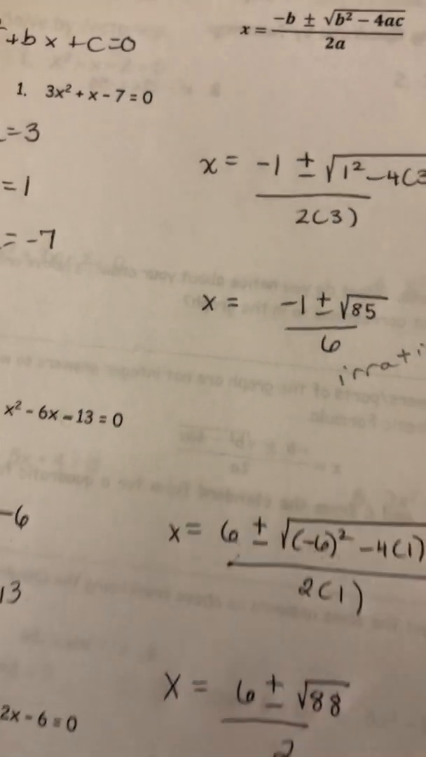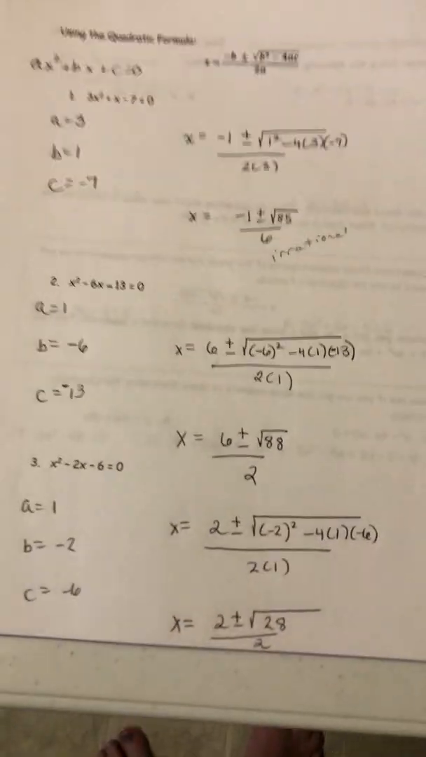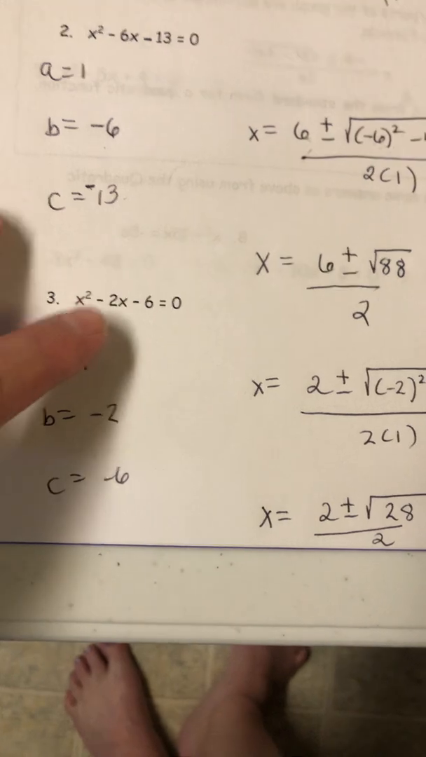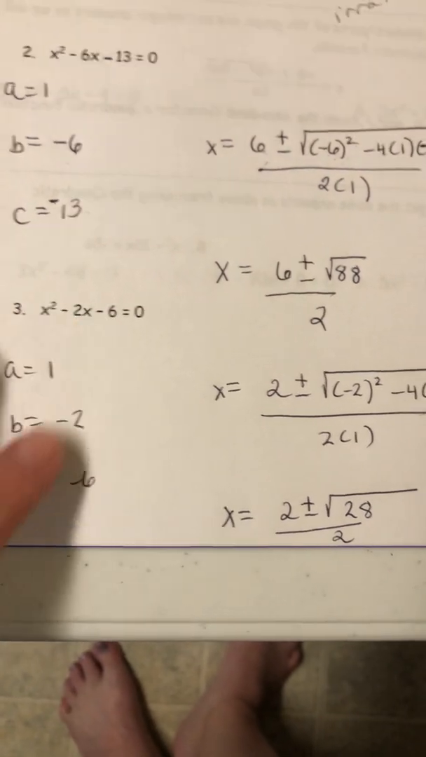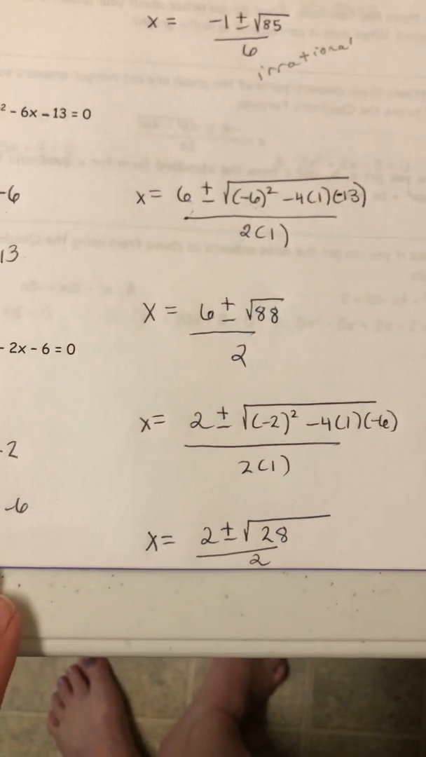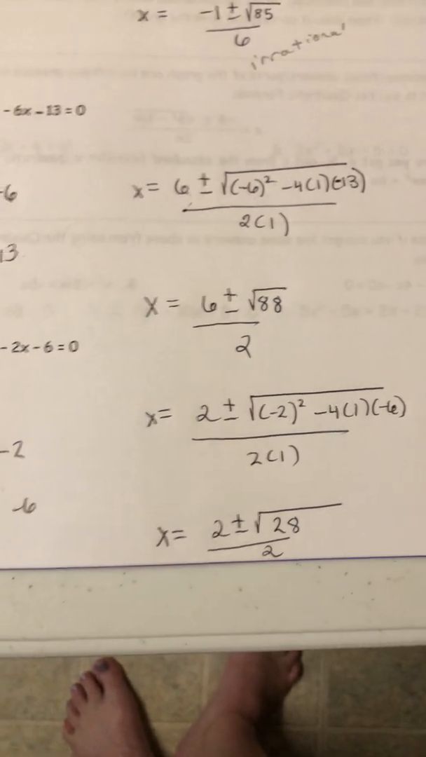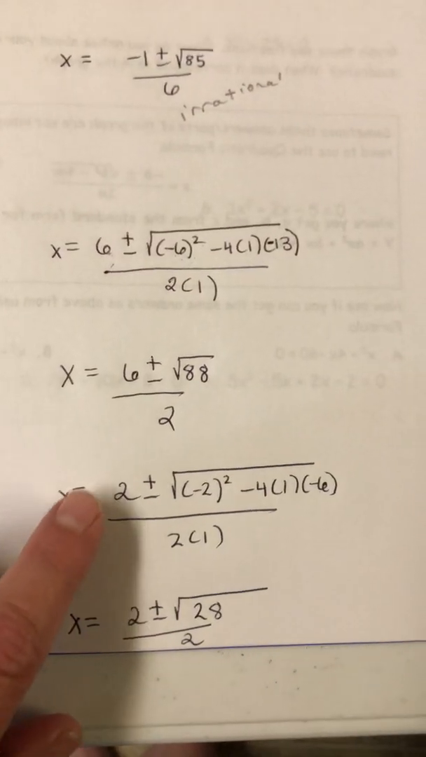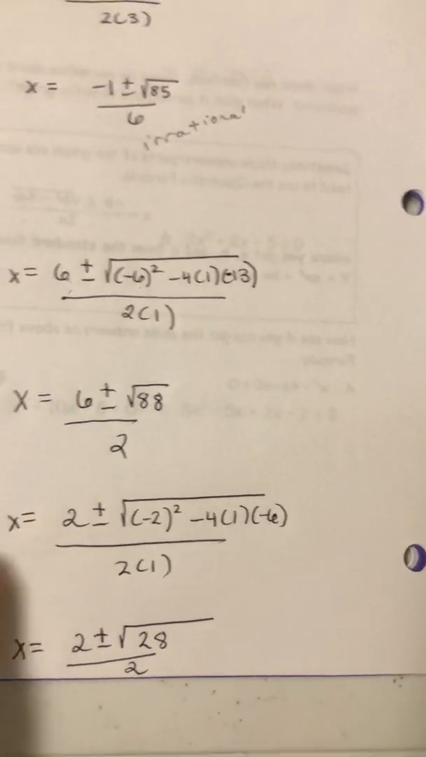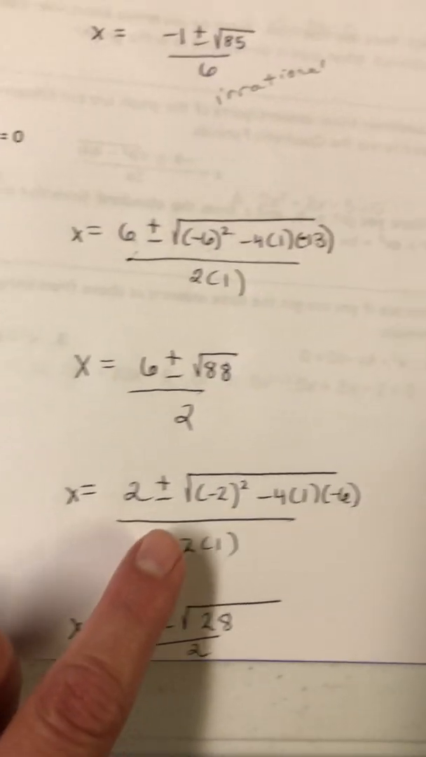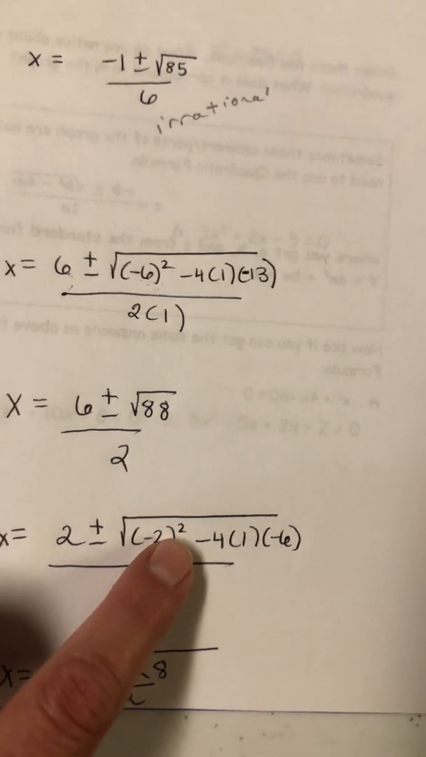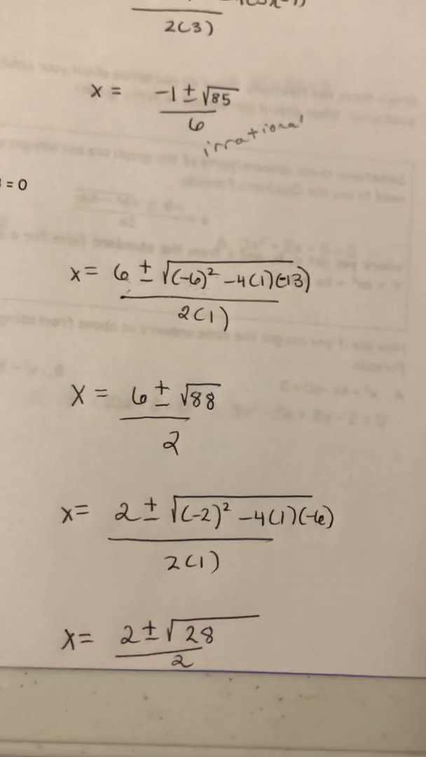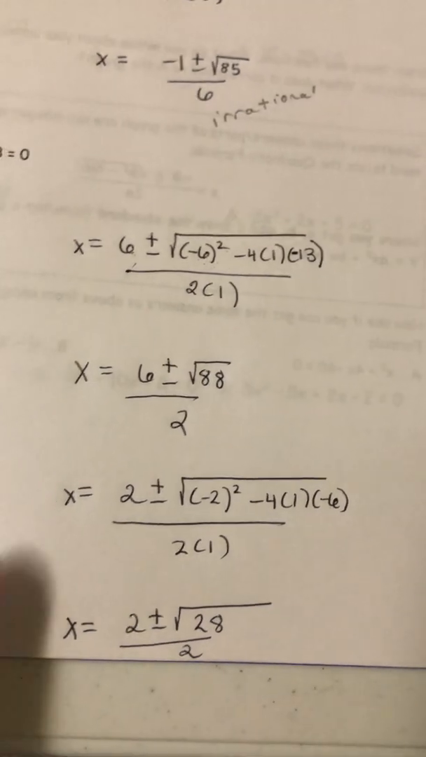And then I'm done. Now, last example, one more, call it good. Our a value is 1, our b value is negative 2, and our c value is negative 6. Once again, I see negative signs, so I need parentheses around them when I plug them into the quadratic formula. x equals 2, that's the opposite of negative 2, plus or minus negative 2 squared minus 4 times 1, look at that negative 6 with parentheses, over 2 times 1.